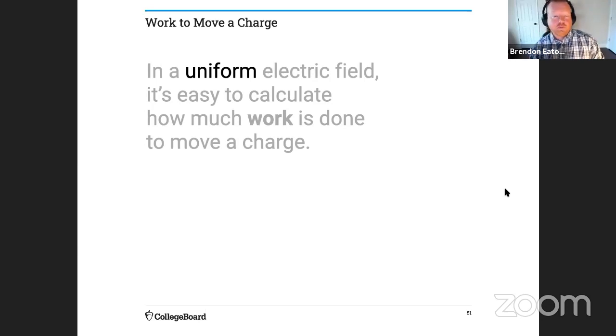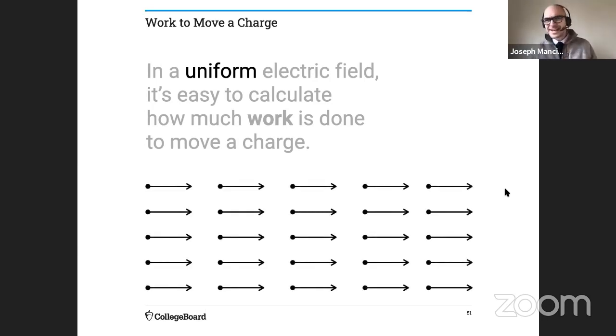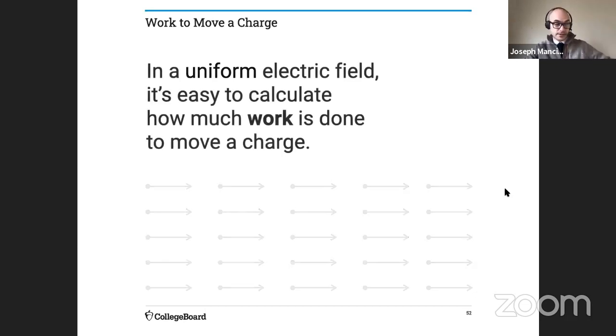So what does a uniform electric field look like? Go ahead. Uniform means that at every point in this electric field, the electric field strength has the same magnitude in the same direction. We'll talk a little bit more about where you would encounter a uniform electric field, but as an AP Physics 2 student, in general, you need to discuss how conservation of energy works in a uniform electric field, one in which the magnitude and direction of the field is the same at all points. So at the bottom of your screen, that's a uniform field.